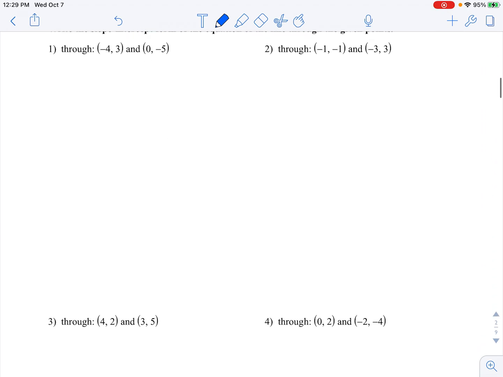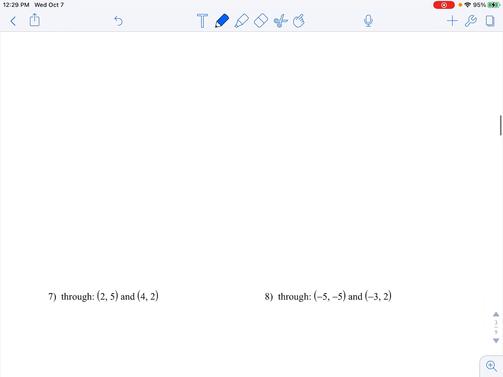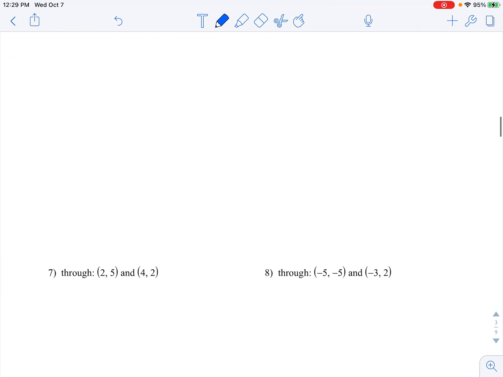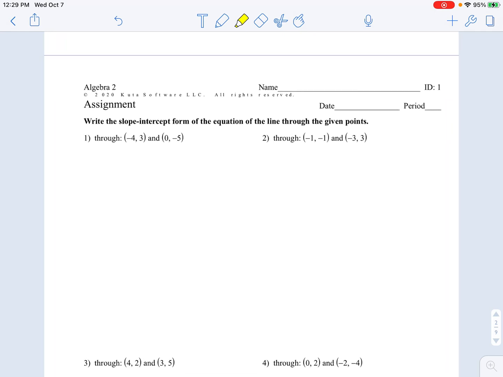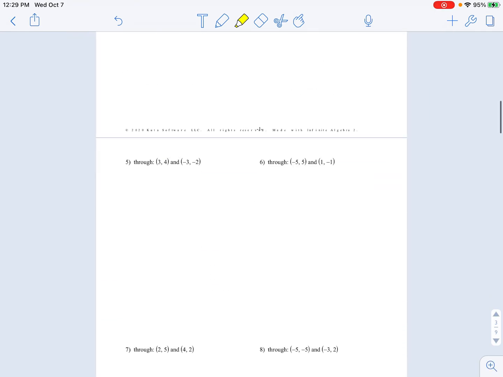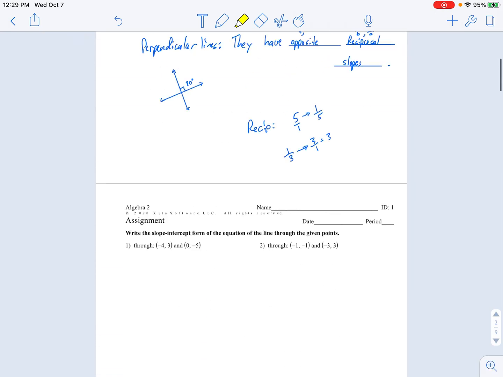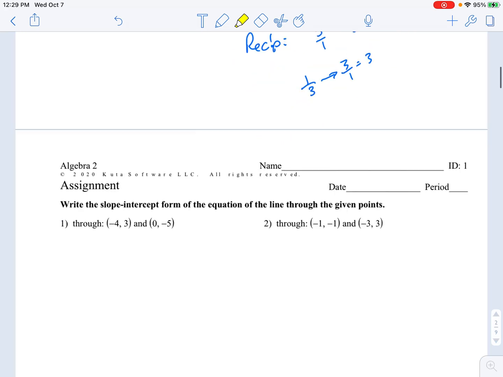Okay, so 1, 2, 3, 4, 5, 6, 7, 8. The first 8 problems are the situation where you are given 2 points. Now, of course, I'm going to do the evens, so there's 8 problems. You only have 4 of these type to do for homework, and then we'll get into the next type of problem.